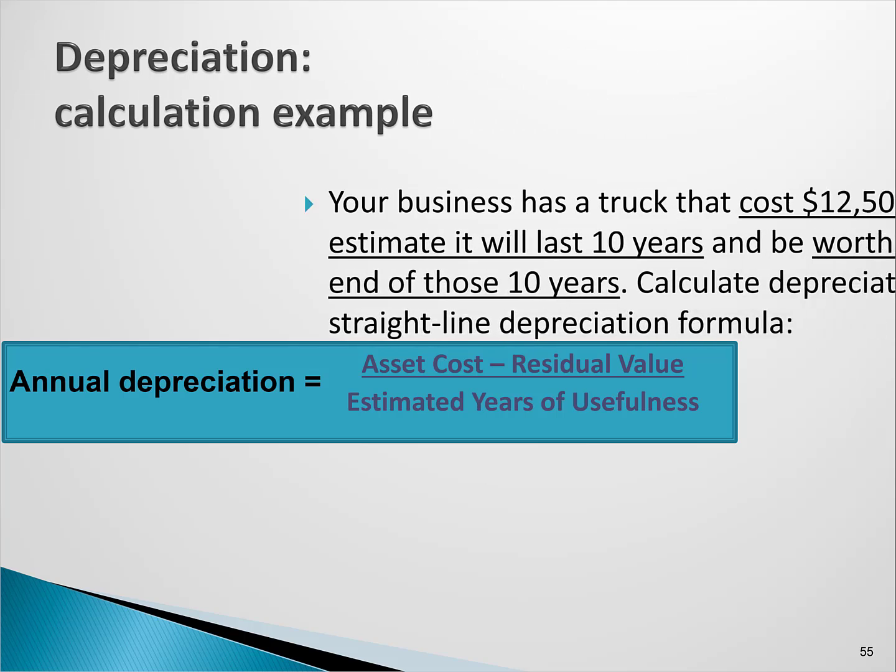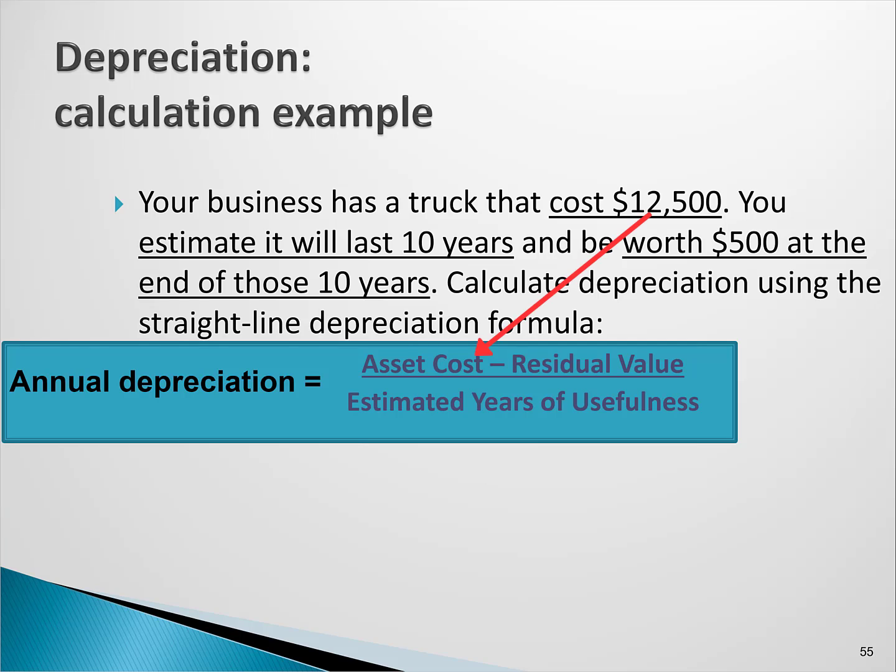Let's say your business has a truck and it costs you $12,500. You estimate it will last 10 years and be worth $500 at the end of those 10 years. Calculate depreciation using the straight line depreciation formula, which is asset cost minus residual value divided by estimated years of usefulness.